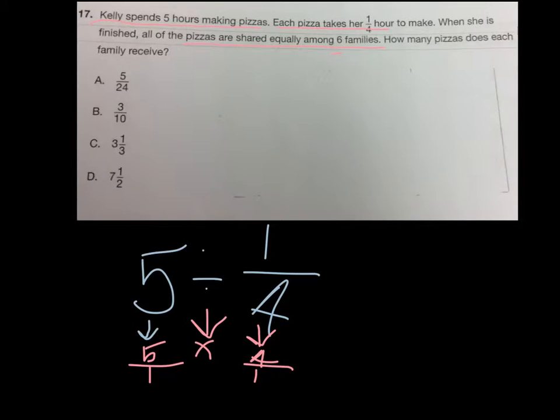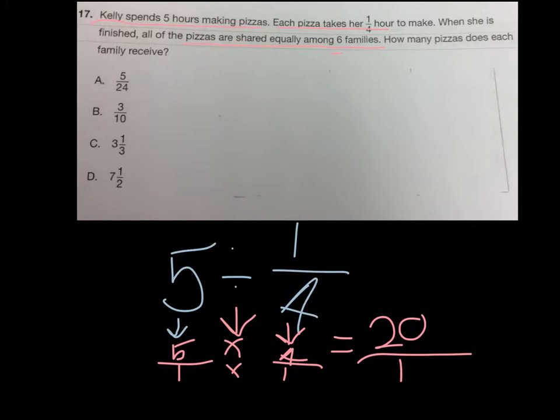4/1. Now we're going to do cross multiplication. So we'll do 5 times 4, which equals 20. And then 1 times 1, which equals 1. 20/1 is equal to 20. Now we know that Kelly made 20 pizzas in the 5 hours she had.